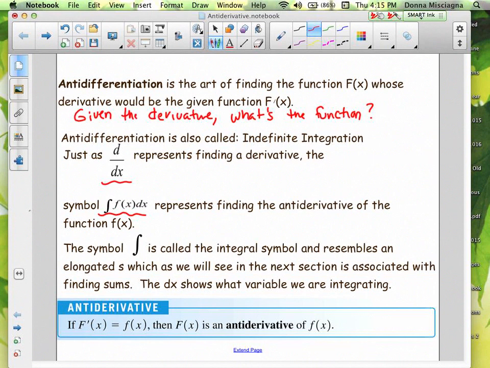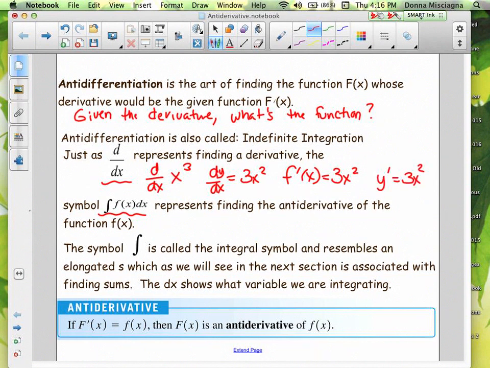Okay. So, for instance, d/dx of x cubed means take the derivative of x cubed. So the derivative of x cubed, which I could write as dy/dx, or f prime of x, or y prime. Okay, different ways to notate derivative.